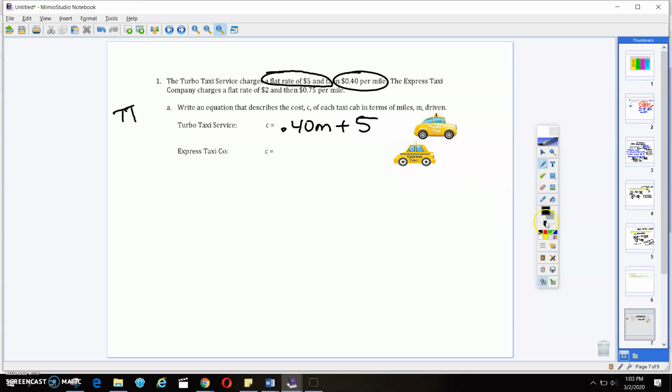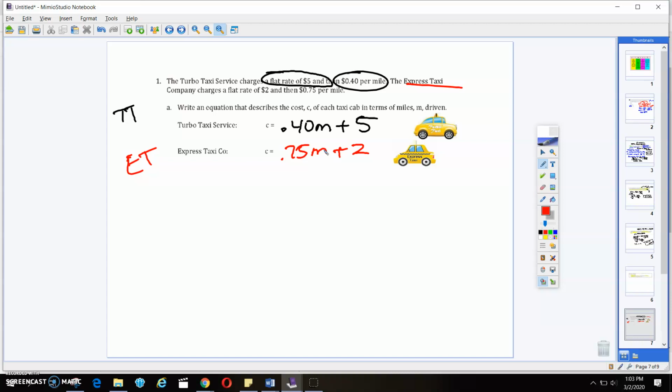Okay. On this next one, the express taxi. They charge a $2 flat rate, and then they do 75 cents per mile. So they're a little cheaper on the flat rate. If you jump in the car, it's $2. But if you go any farther than like 3 miles, they're expensive. Okay. So that is how you write those equations.